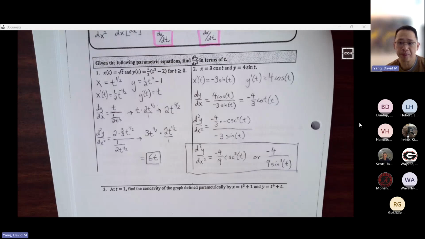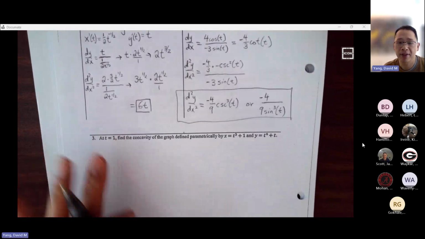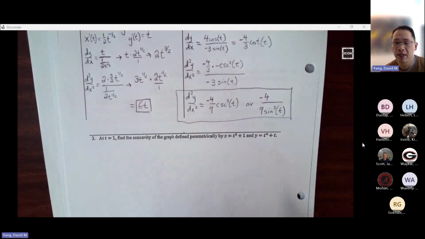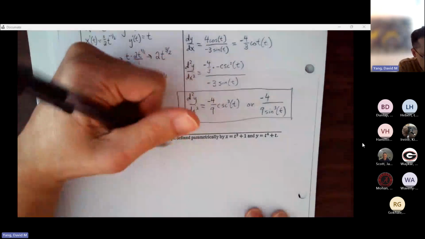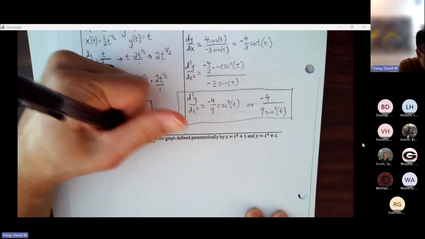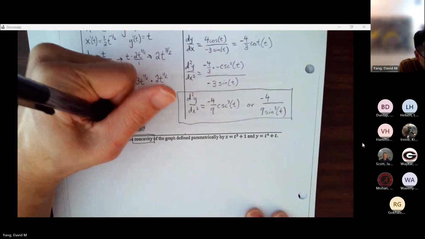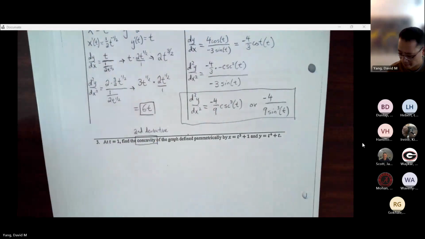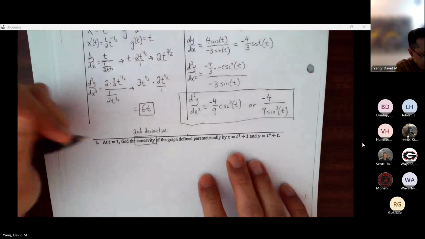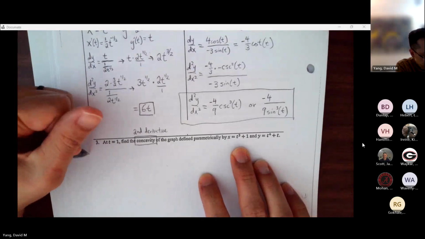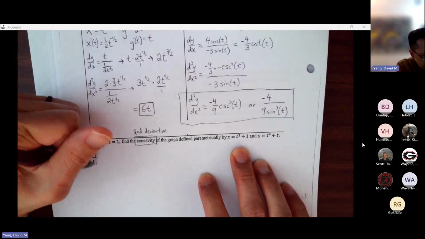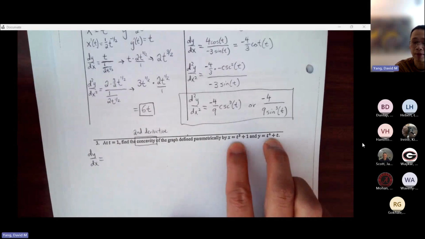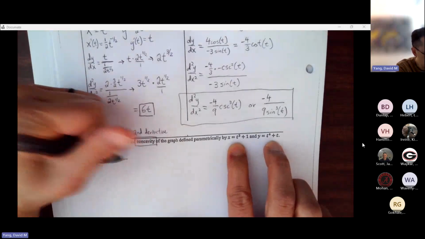Okay, number 3. At t equals 1, find the concavity of the graph defined parametrically by x and y. So we associate concavity with second derivative, right? So just go into dy dx. I know it's just going to be y prime divided by x prime. Just going to get to that step here.